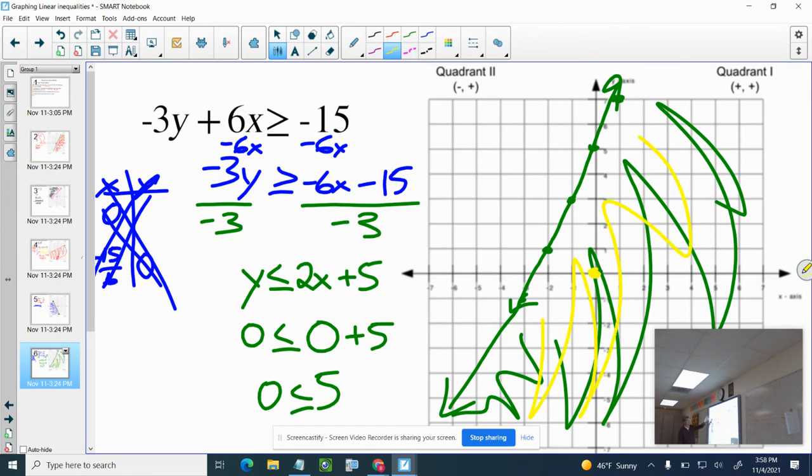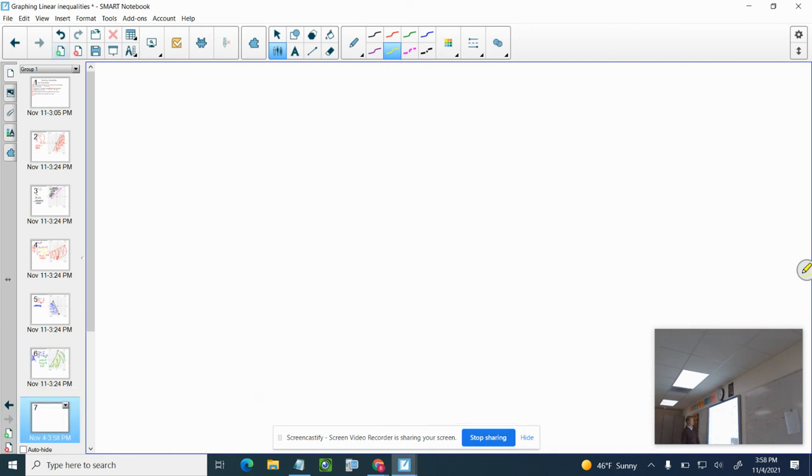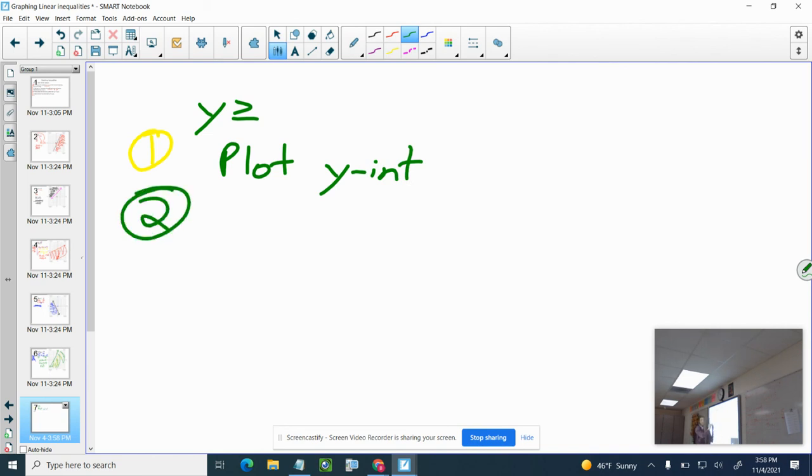All right, that is the last of our examples, but just to summarize quickly, and I'll choose a different color. If it is in y and the other stuff is on the other side, so y is less than or equal to or whatever, you go ahead, you plot your y-intercept. Step 2, you use your slope and find another point.